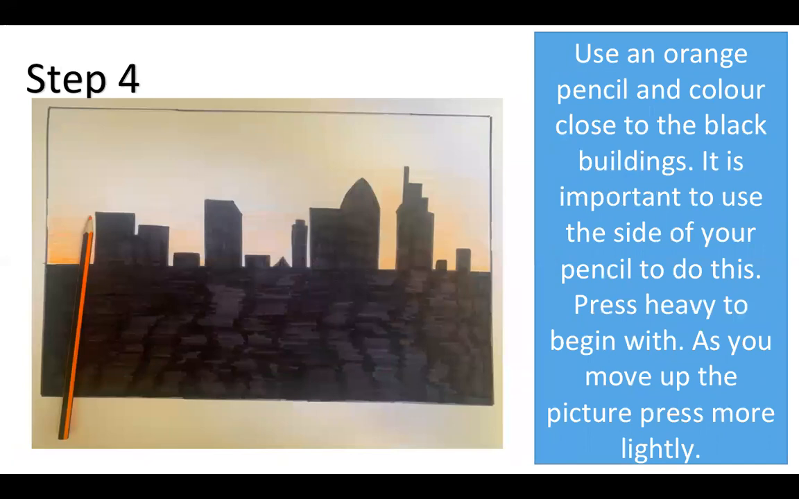Step 4, I begin here to use an orange pencil, and I'm pressing quite hard around the black shapes. And as I move up towards the top of the picture, I'm pressing lightly. Make sure you use the side of your pencil, and this will give you a really good texture.